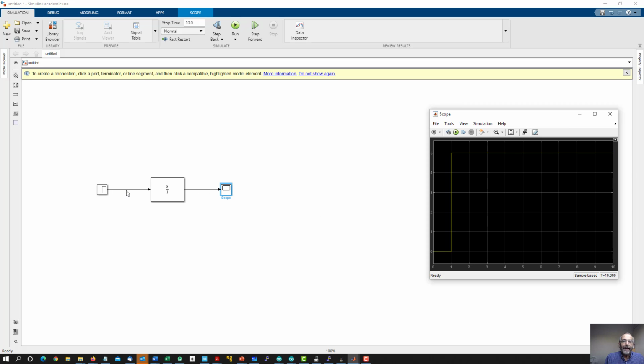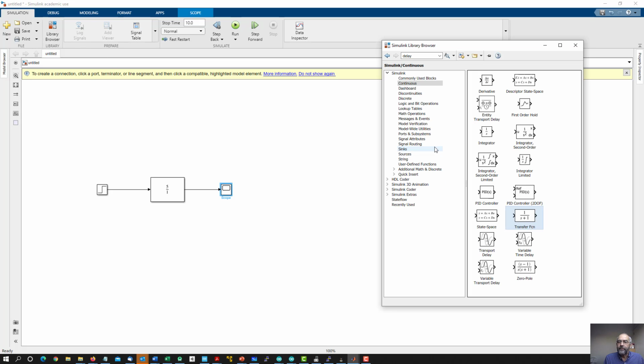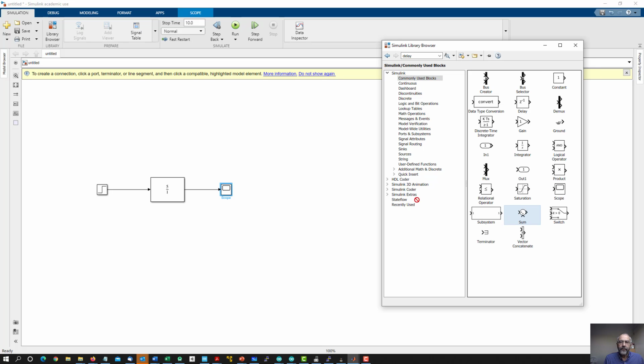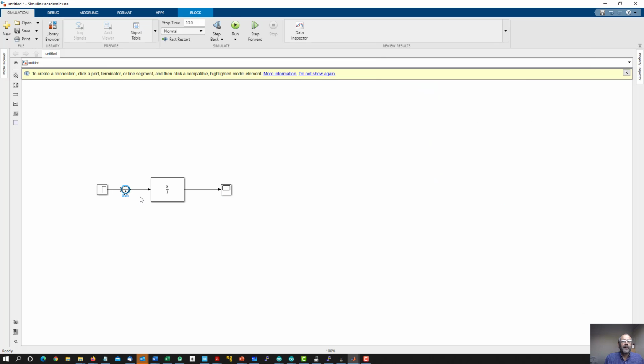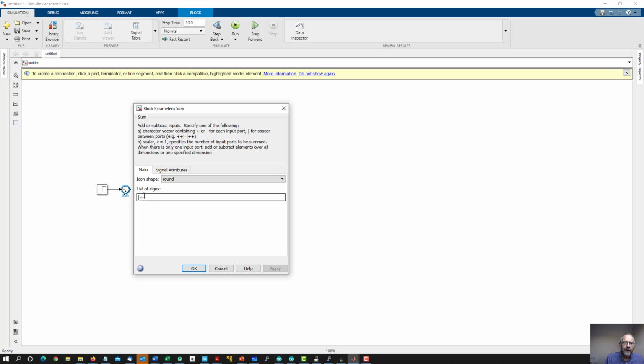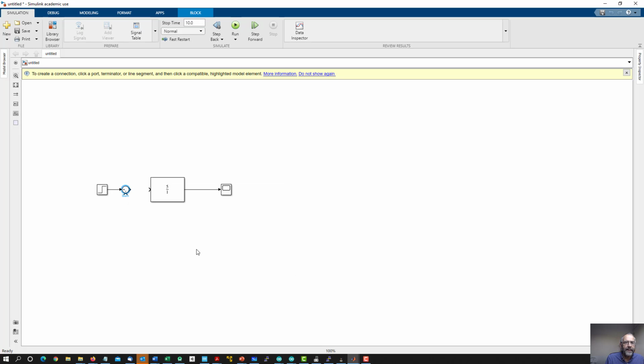If you want to make a feedback, let's also look at that. Then you have to add this component here that sums up two inputs. Well, we don't actually need that. What we need is a subtractor. So that does a plus and a minus. So I replace the second plus by a minus.